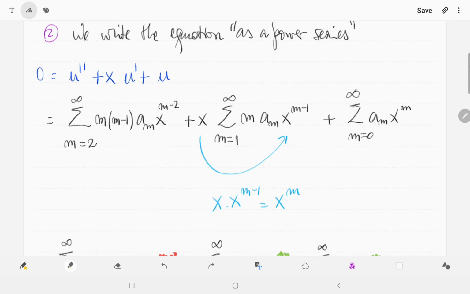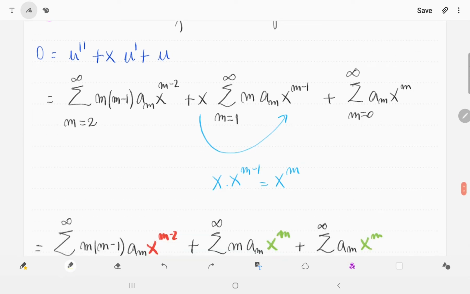Another remark before doing that, remember that the second derivative starts at m equal 2. The first derivative starts at m equal 1. So pay attention to that. Okay, so we distribute this x and we get x^m. So that's nice, because now this one and this one will be already written as we want, with x to the power m.